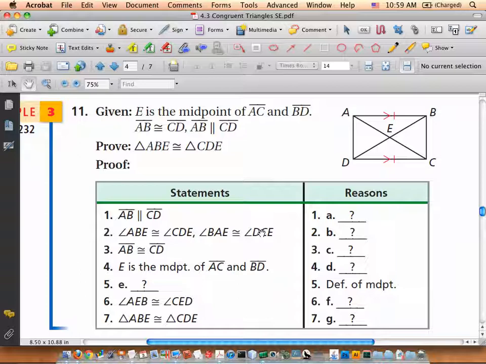Let's do first a talk-it-through proof. Given that E is the midpoint of AC and BD, and that AB is congruent to CD, and that AB is parallel to CD, prove that the two triangles are congruent. So let's tackle that midpoint idea first. If E is the midpoint of AC, then which two segments have to be the same?